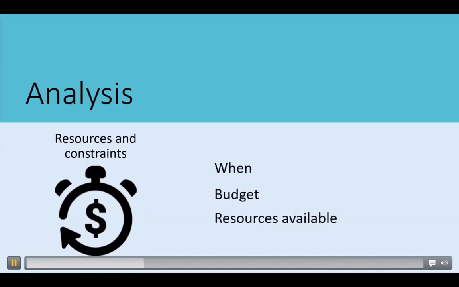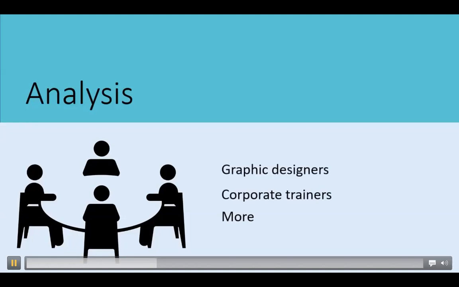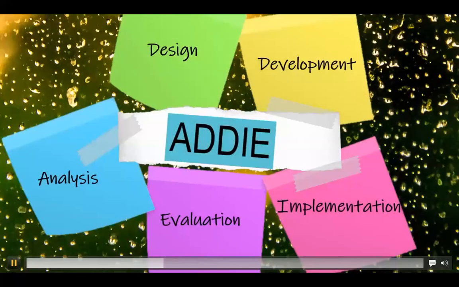resources available. During this stage, communication begins with those who may be involved in the design or implementation. This may include graphic designers, corporate trainers, and more. This information is used to guide the activities of the instructional designers during the next stage, the design stage.